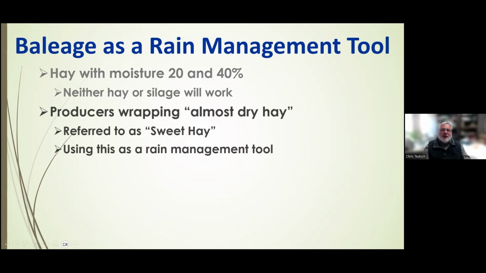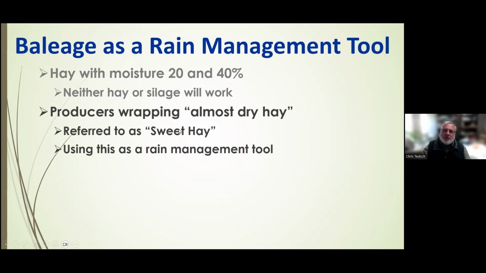We're seeing a lot of producers wrapping what I would say is almost dry hay, so not quite dry enough to bale, but not in the moisture range that we'd want it to be for silage. So it's kind of almost dry hay, and they're referring to it as sweet hay. And they're using this as a rain management tool. And I've seen producers use this.